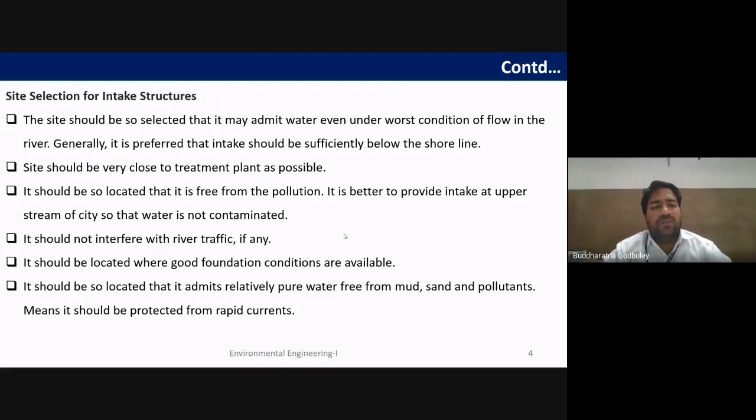Okay, it should be so located that it is free from pollution. You should select the location of the intake structure such that there is no accumulation of pollution there. It should be free from pollutions. It is better to provide an intake at the upstream of a city so that water is not contaminated. We should try to keep it on the upstream side of the city.